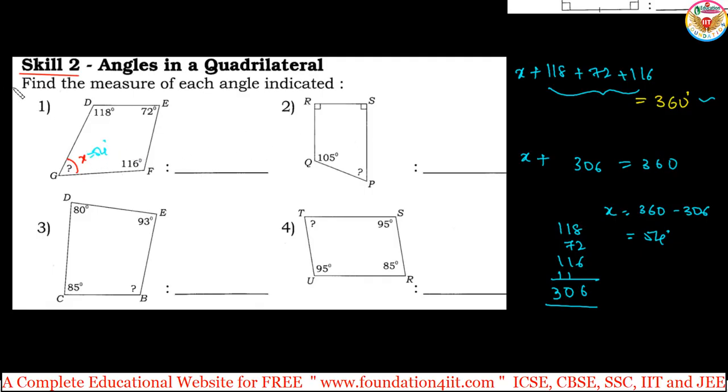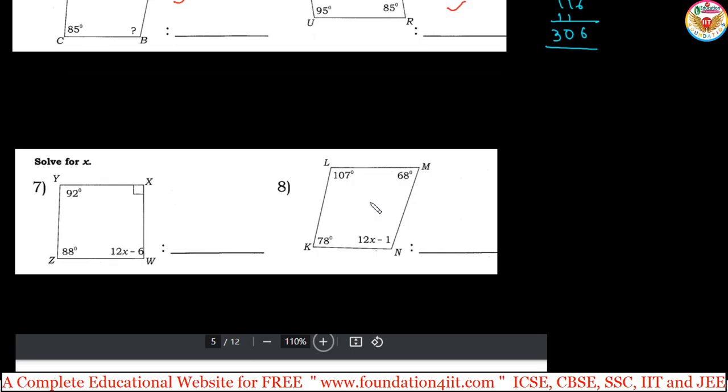Applying this property, in some questions they mention this symbol, which is 90 degrees. 90 plus 90 is 180, plus 105, plus this angle P is equal to 360. For the rest of the problems, and similar problems in different ways, you need to practice from the worksheets.